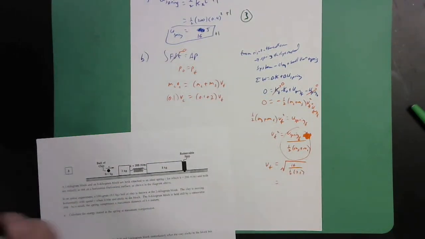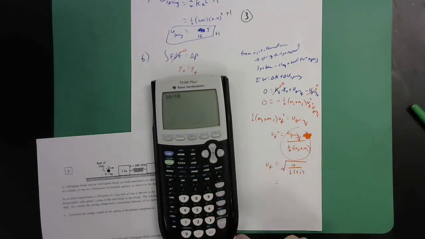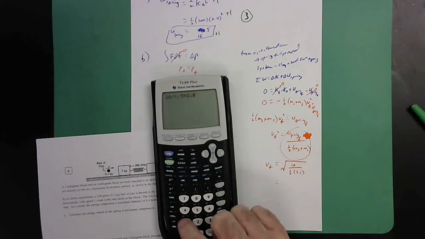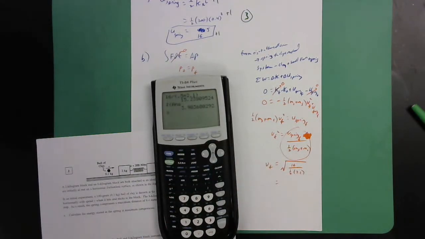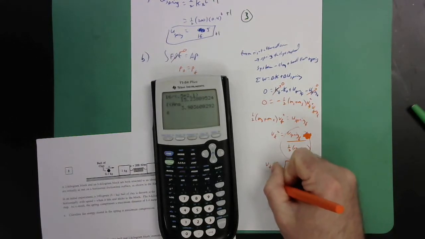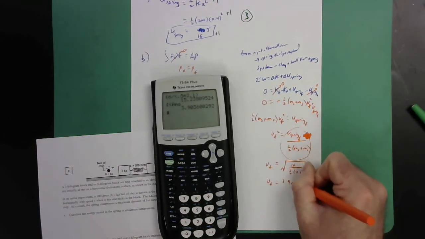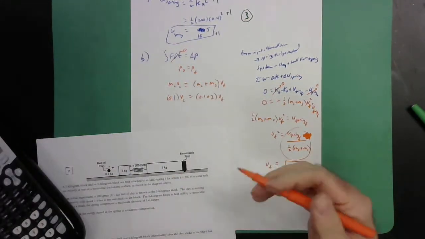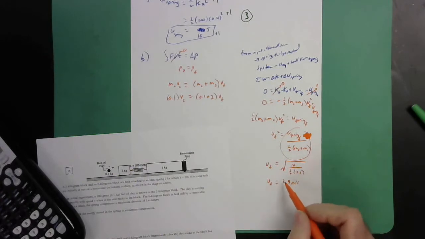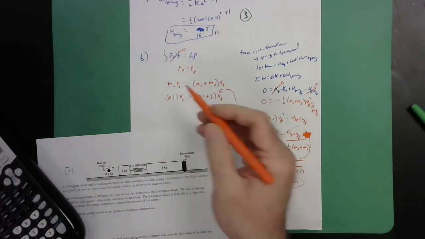Let's get a decimal approximation. 16 divided by 0.5 times 2.1. Now take the square root of that. So I get that V final to be 3.9 meters per second. I'm rounding a little bit, but that's fine because it's 3.903. I can round that to 3.9. Now I'm going to substitute that in here. Now I can find that VC.